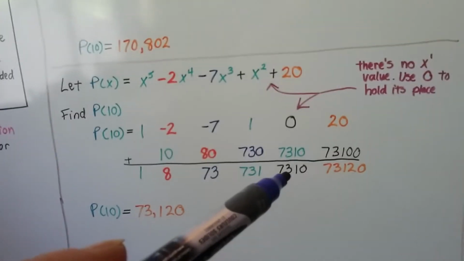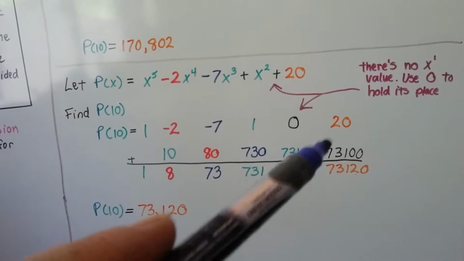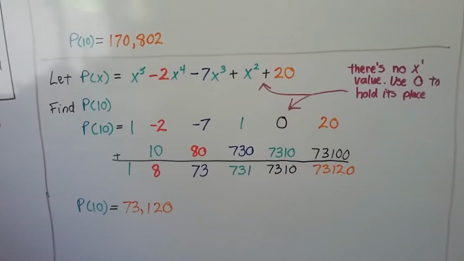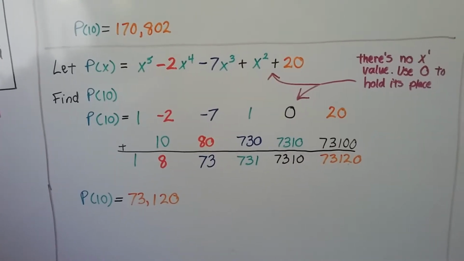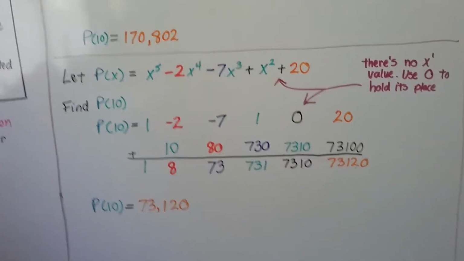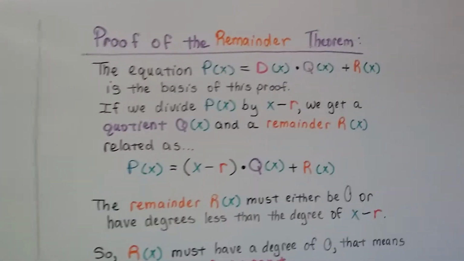10 times this 7,310, it's going to give us 73,100. We add it to the 20, we get 73,120, and that's our P of 10. That's what it equals. All right? Synthetic division. Now, here's proof of the remainder theorem.